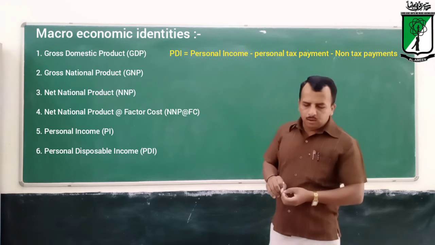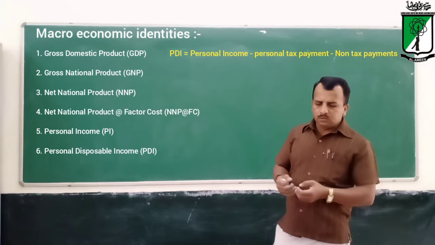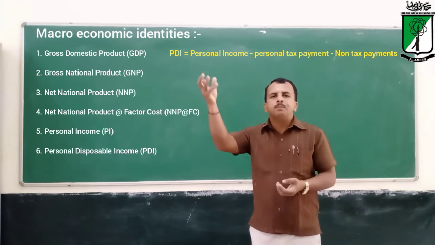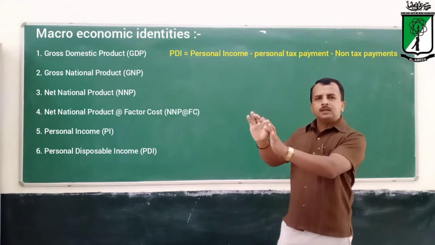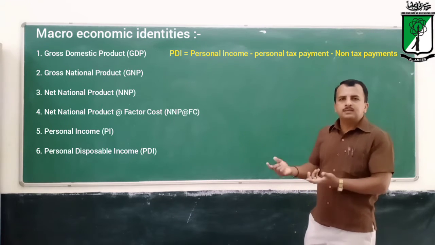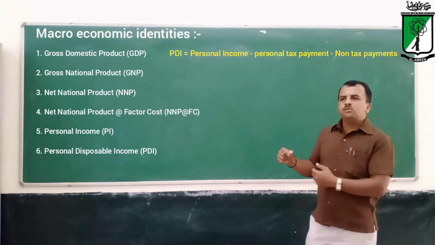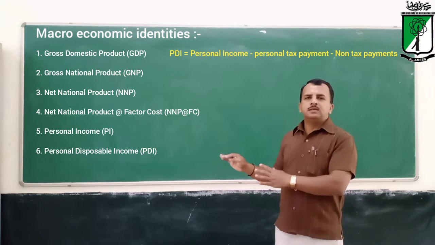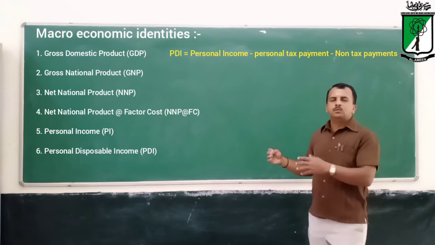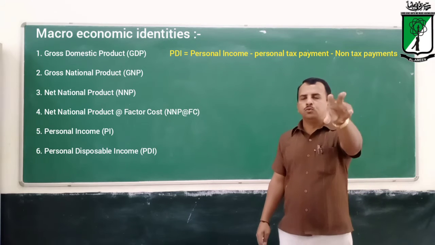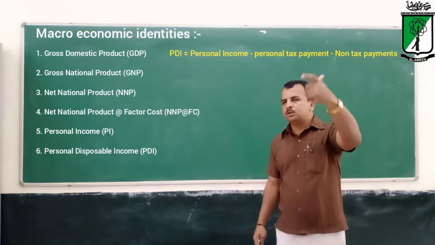Okay, so that includes any fines you need to pay to the government. So in your personal income, if you subtract personal taxes and also any fines to be paid to the government, whatever amount is left with you, that is your personal disposable income. That means the spendable income of you. Okay, so that is personal disposable income.